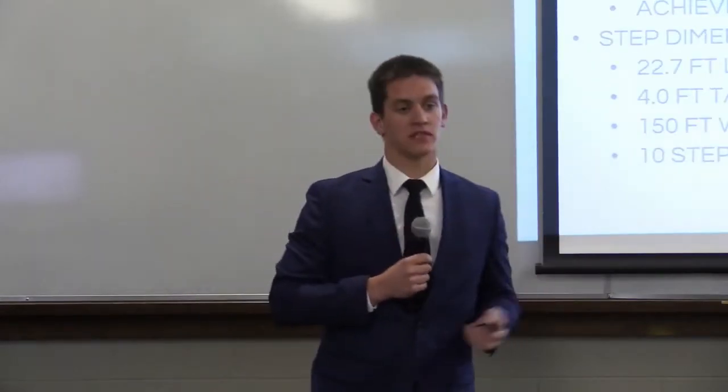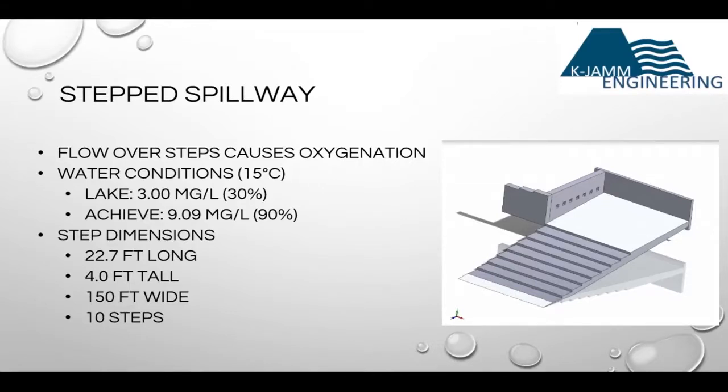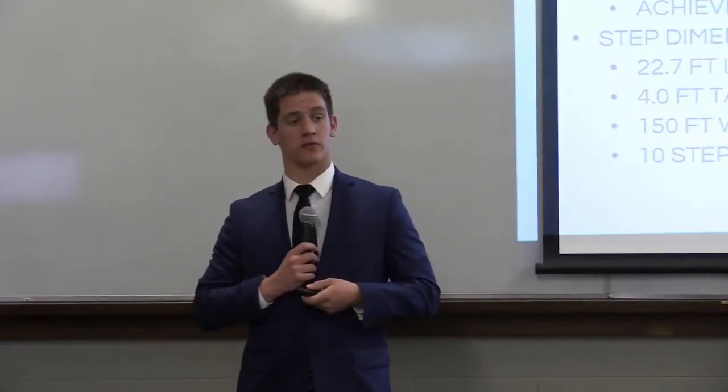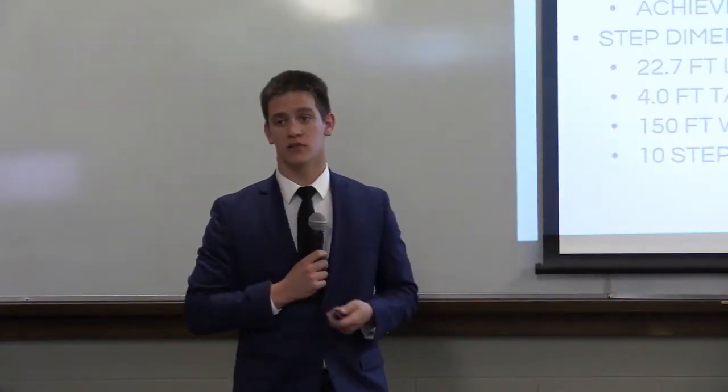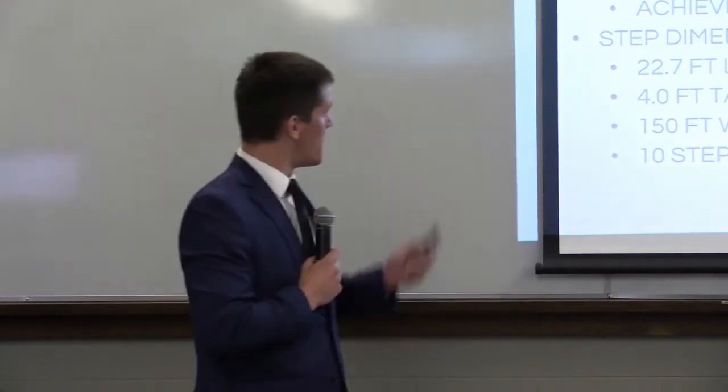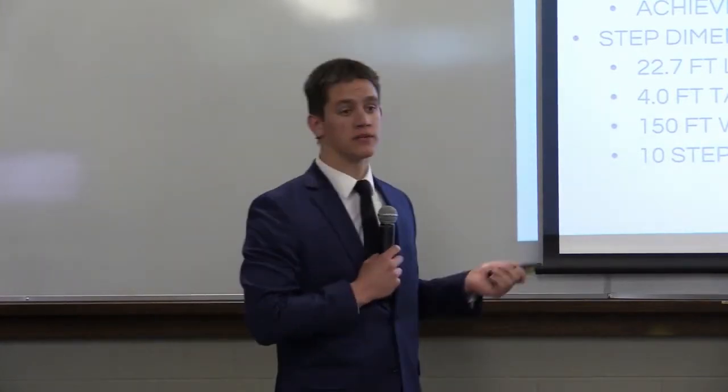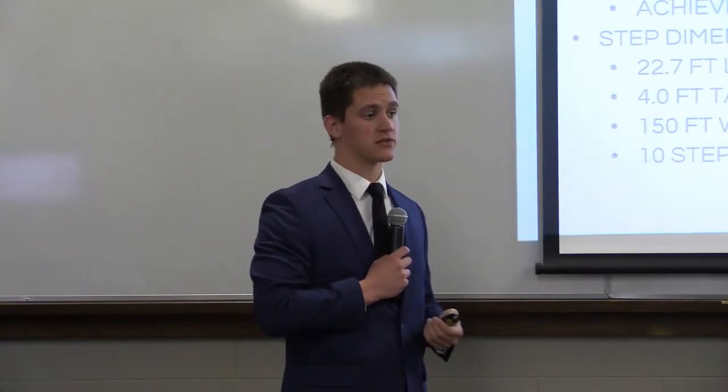Now, the way I've decided to address the oxygen content issue is a stepped spillway. The way that this works is water flows over these steps and it turbulently mixes with the air. This causes the oxygen level in the water to increase. The existing water conditions are that it's at 15 degrees Celsius with 3.0 milligrams per liter of oxygen content, which is 30% saturation at 15 degrees. We need to achieve 9.09 milligrams per liter. That's our 90% cutoff rate.